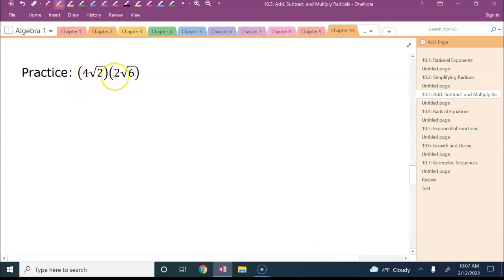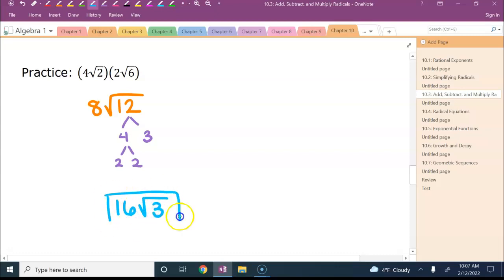So you should have done 4 times 2, which is 8, and underneath the square root 2 times 6, which is 12. For 12, you can break that apart to 4 and 3, and 4 would be 2 and 2 for your group of 2 there. So you pull out your group of 2, take it times that 8, which would be 16, and the 3 has to stay underneath the square root sign.